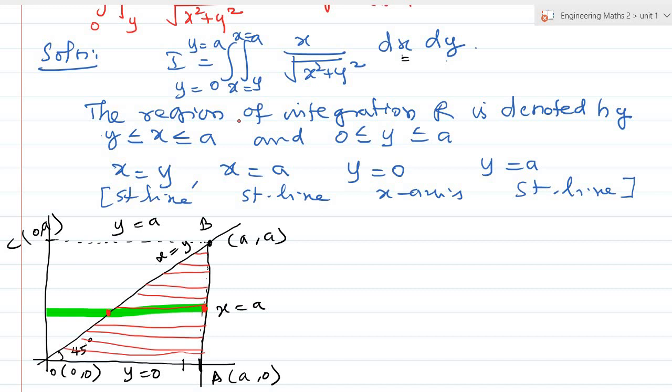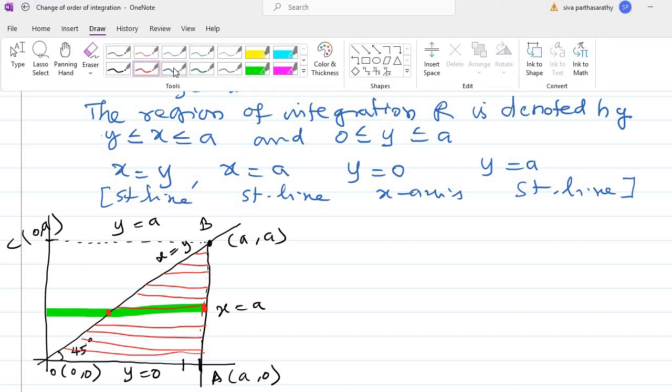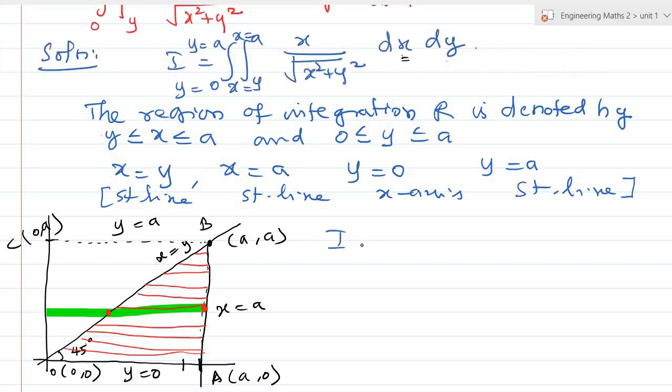Okay, so here, after changing the order of integration, the given integral I becomes, how can you write that? I equals the double integral over the region R of x divided by root of x square plus y square, we won't change this, and then dx dy can be changed into dy and then dx, is it not? Dy dx.